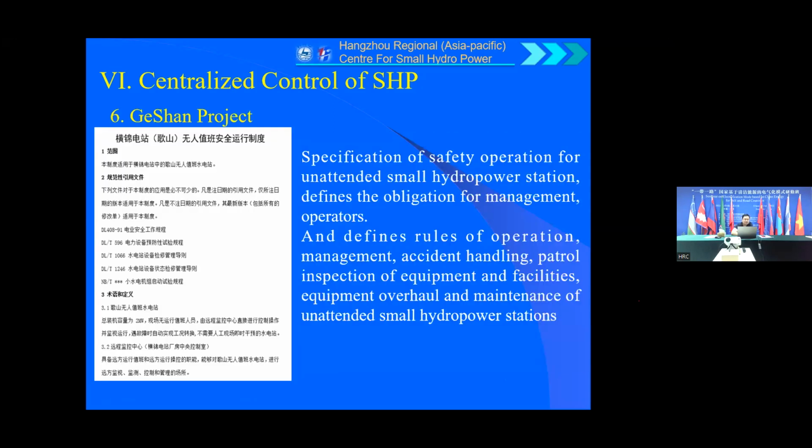And also they have their specification of safety operation for unattended small hydropower station. And this defines the obligation for the management and the operators. And it defines the rules of operation, management, accident handling, temperature inspection of equipment and facility, equipment overhaul, and the maintenance of unattended small power stations. They are using this definition, this management rules.